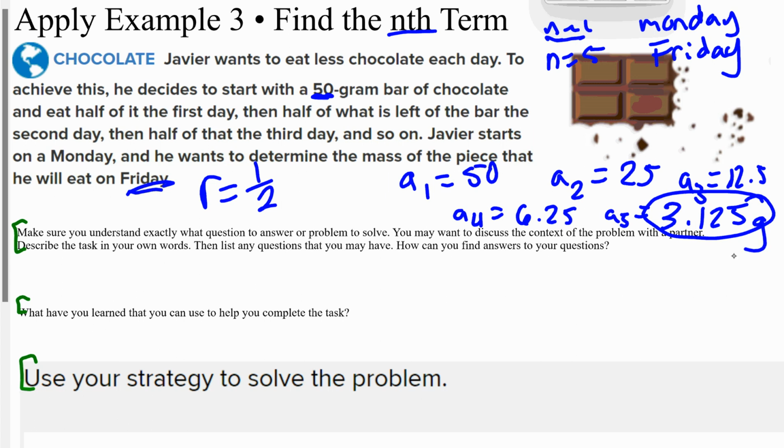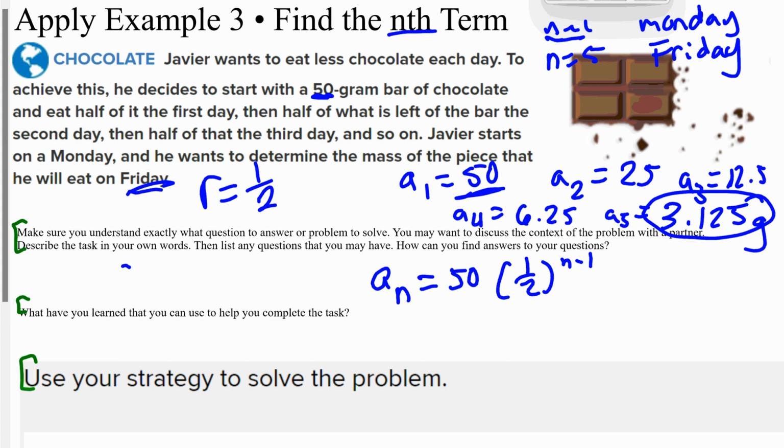But can we come up with a formula? Well, the formula to do a recursive formula, using this idea of the previous day, is a sub n equals our initial amount, a sub 1, times our common ratio, our rate, raised to n minus 1. And we can see as we put a 1 in there for Monday, that'd be 0, and anything to the 0 would be 1, and 1 times our beginning amount would be our beginning amount, which is 50.